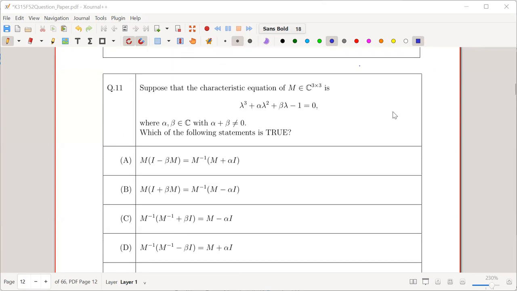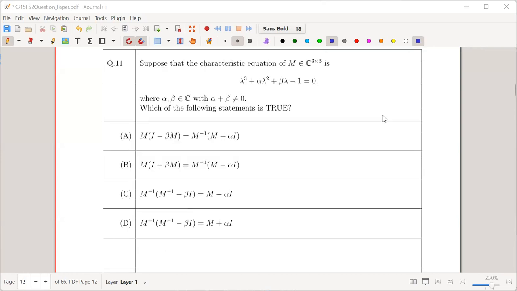Look at the first question. Suppose that the characteristic equation of the matrix M is lambda cube plus alpha times lambda square plus beta times lambda minus 1 equal to 0, where alpha, beta are complex numbers with alpha plus beta non-zero. Which of the following statements is true?